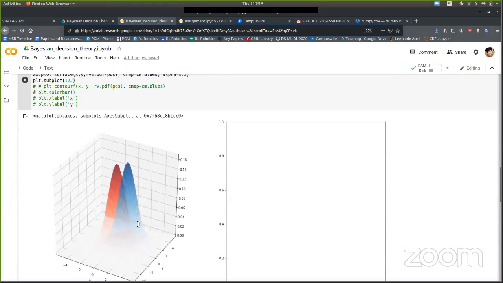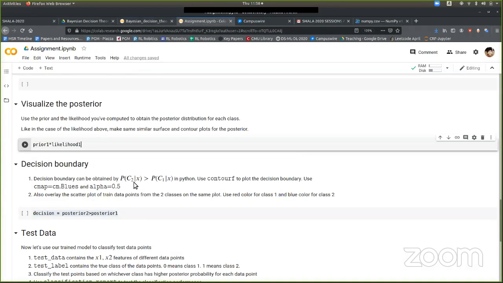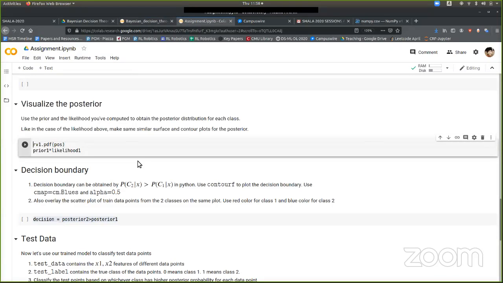I'll show you. If you do something like rv1.pdf like this, it will store the output to an array. So you get all the outputs in the form of an array. Then you can just multiply your prior and your likelihood and then divide by basically this sum. Does it make it clear?